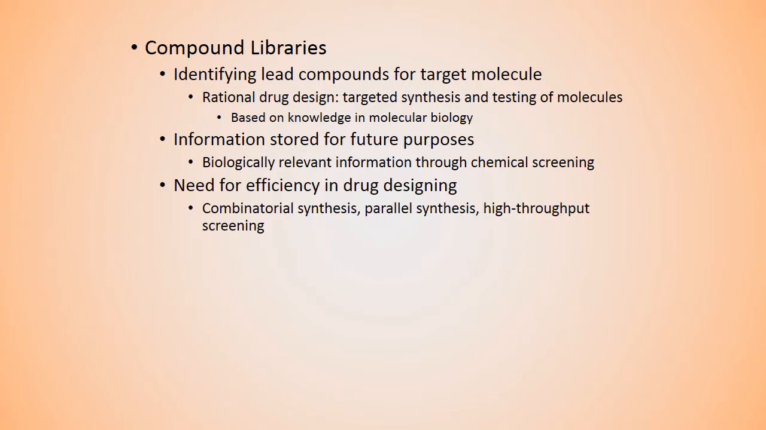We have that need for efficiency in drug designing because our understanding of diseases is becoming quicker and faster and more efficient. We want to make sure that the drugs we are putting out come faster than in previous years, so we can start treating patients quicker. The different processes we're going to talk about for creating these libraries are combinatorial synthesis, parallel synthesis, and high throughput screening.